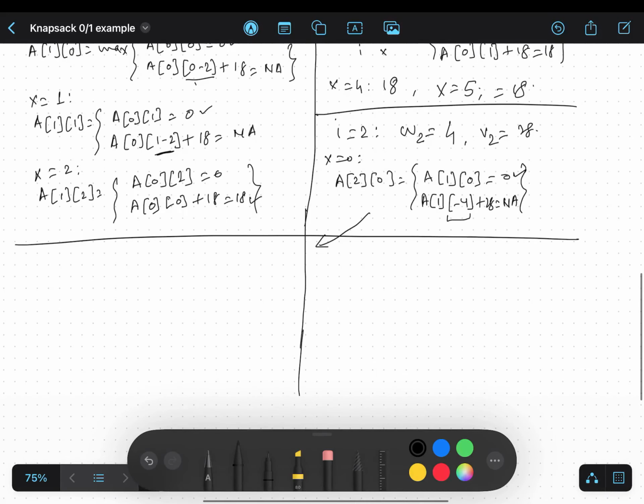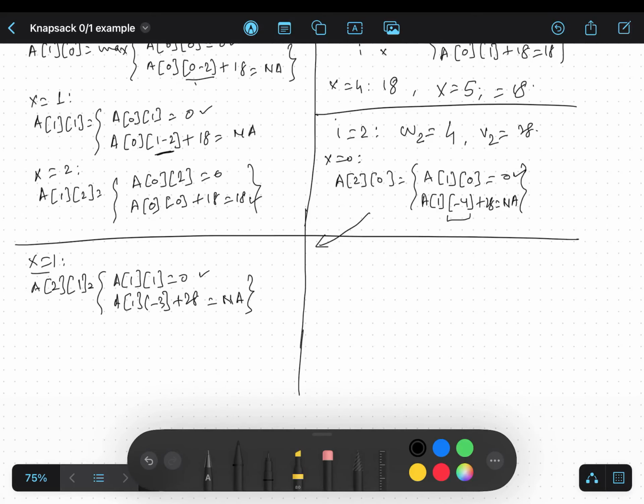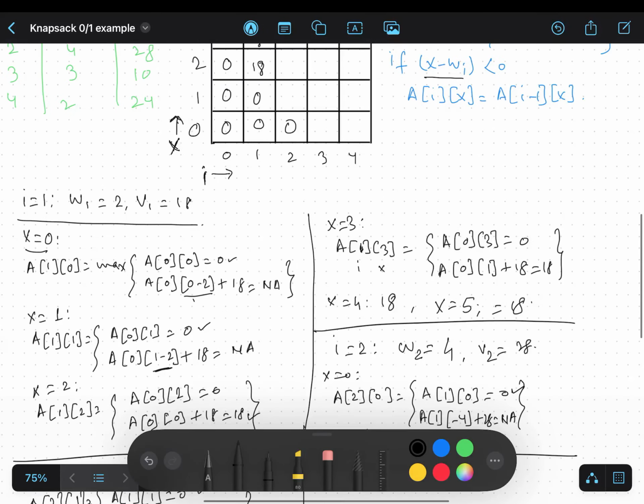Now x is equal to 1. So then A2 1 is equal to max of A(i-1) is 1 and x is 1, which is 0, and A(i-1) is 1, and x minus wi is 1 minus 4, which is minus 3, plus vi is 28, which is invalid, and we are going to take the first one. So A2 1 is going to be 0.